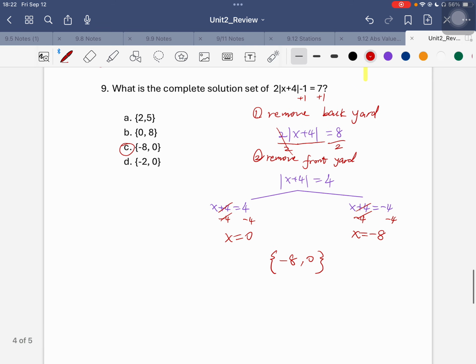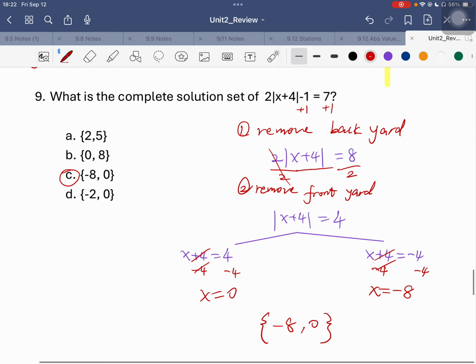Question 9. What is the complete solution set of 2|x + 4| - 1 equal to 7? We have a backyard and we have a front yard. The first step is to remove the backyard by the inverse operation. So if we see minus 1, it's actually plus 1 on both sides. To remove it, plus 1 on both sides. So I got 2|x + 4| equal to 8. 7 plus 1 is 8.